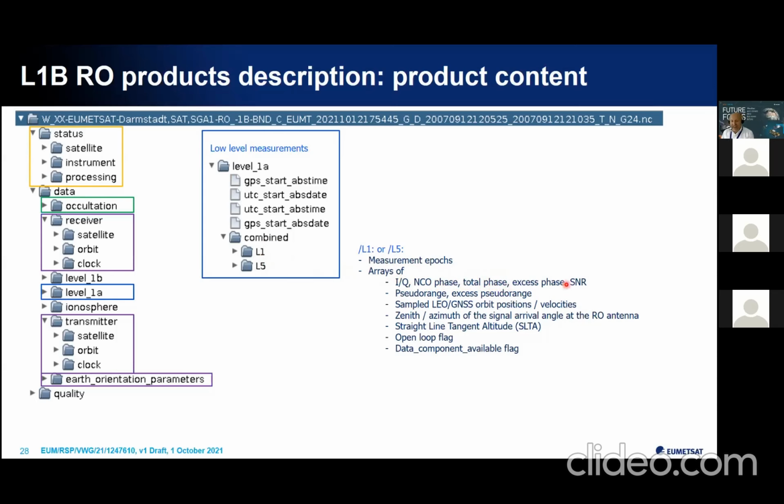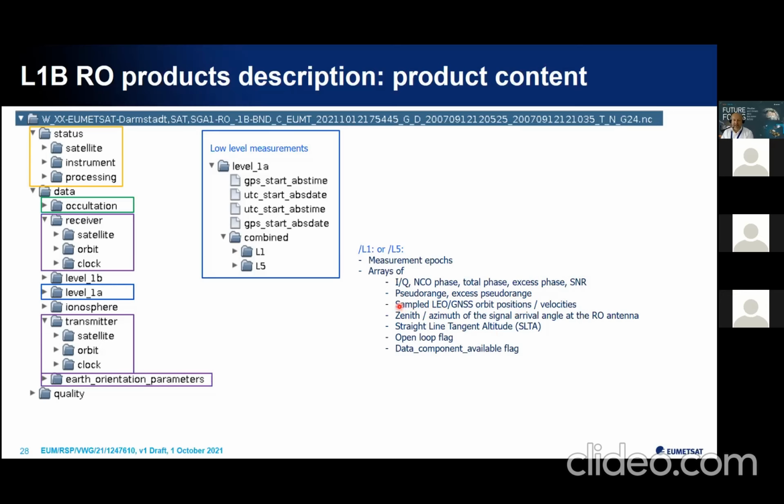We are also storing the excess phase, the total phase minus the geometrical part. The time derivative of the excess phase is the main observable for the retrieval of the bending angle, as pointed out by Christian before. We are providing signal to noise ratio time series, the pseudo ranges, and also other auxiliary information that might be useful.